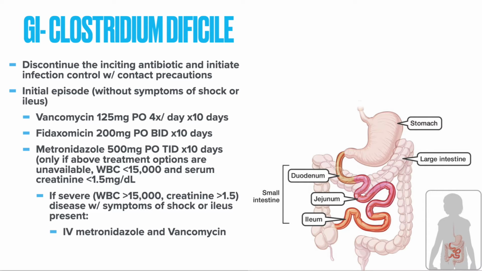So discontinuation of the inciting antibiotic, the antibiotic that's causing this, is the first step, and then initiation of infection control. So this is going to be implementing contact precautions. This is imperative for preventing the spread of this, as it's very contagious. With patients who are stable and able to be managed outpatient, it's actually treated with an antibiotic, the antibiotic being PO or oral vancomycin.